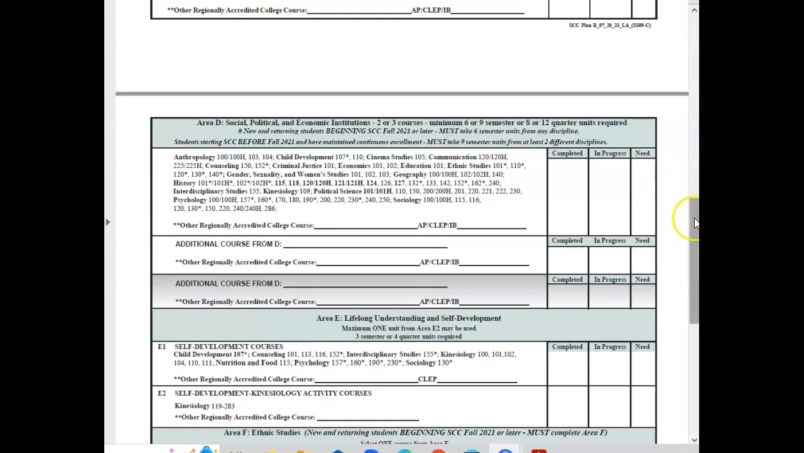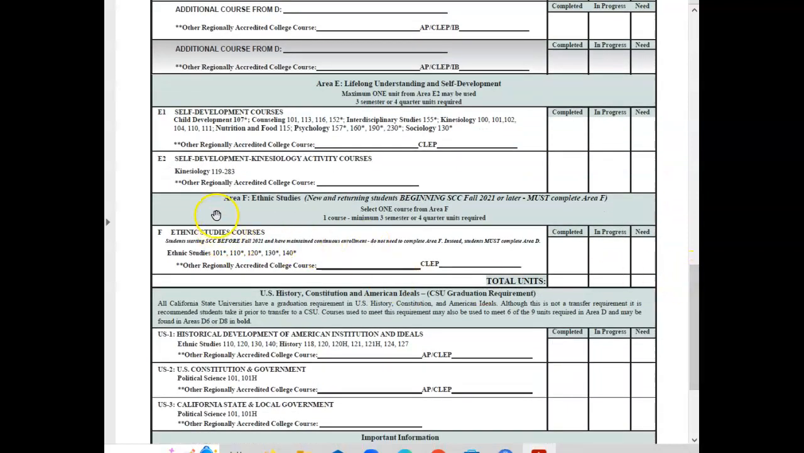They included the requirements for Area F, Ethnic Studies. Okay, so this Area F, Ethnic Studies, again, it matches. It says beginning fall of 2021 or later. Students who come in during that time must complete Area F. And you need to pick one class from Area F, and that's Ethnic Studies 101, 110, 120, 130, and 140.